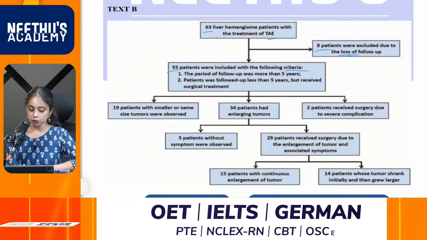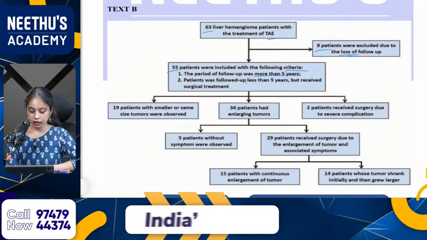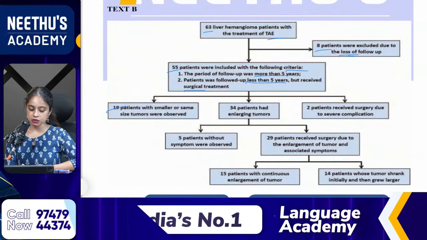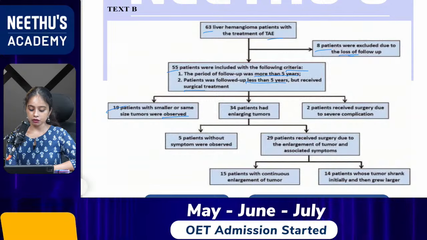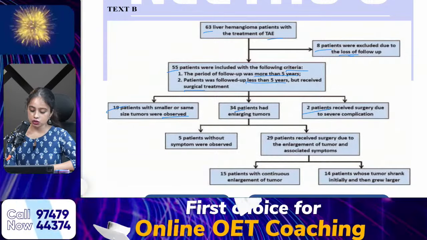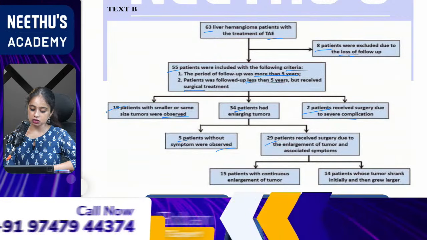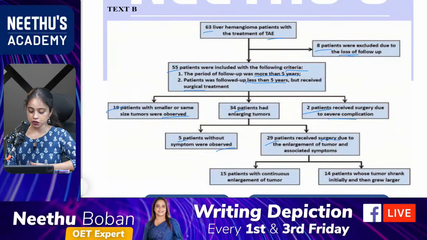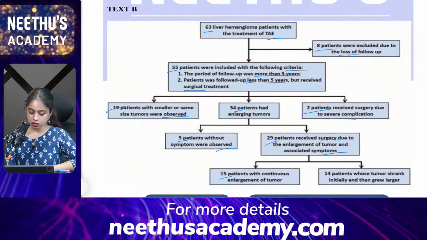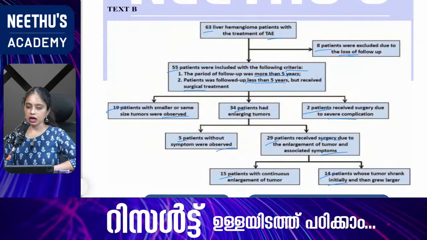The period of follow-up was more than 5 years. Patients were followed up less than 5 years but received surgical treatment. 19 patients with smaller or same size tumors were observed. 34 patients had enlarging tumors. 2 patients received surgery due to severe complication. 5 patients without symptom were observed. 29 patients received surgery due to enlargement of tumor and associated symptoms. 15 patients with continuous enlargement of tumors. 14 patients whose tumor shrank initially and then grew larger.